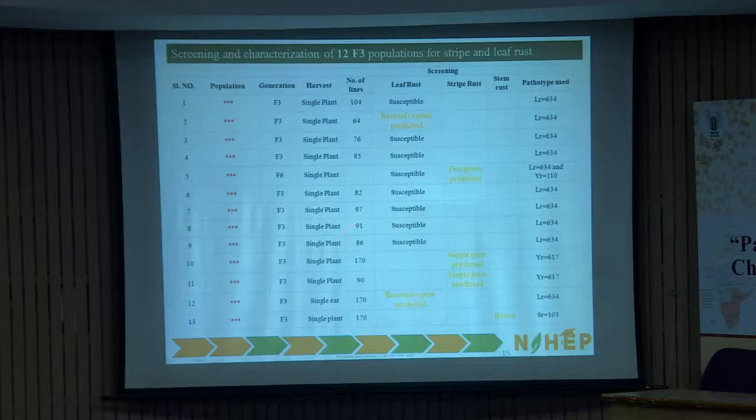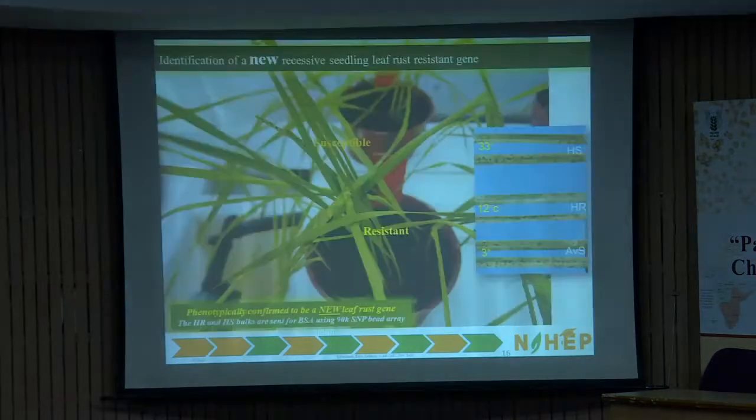There were two lines I was using. They were varieties of India, and they were segregating for some single genes. So we predicted a single gene here. The second population of the same cross also gave us a recessive gene. These are the pathotype numbers, then the pathotype names that we used in Australia. So this is the kind of recessive resistance we got.